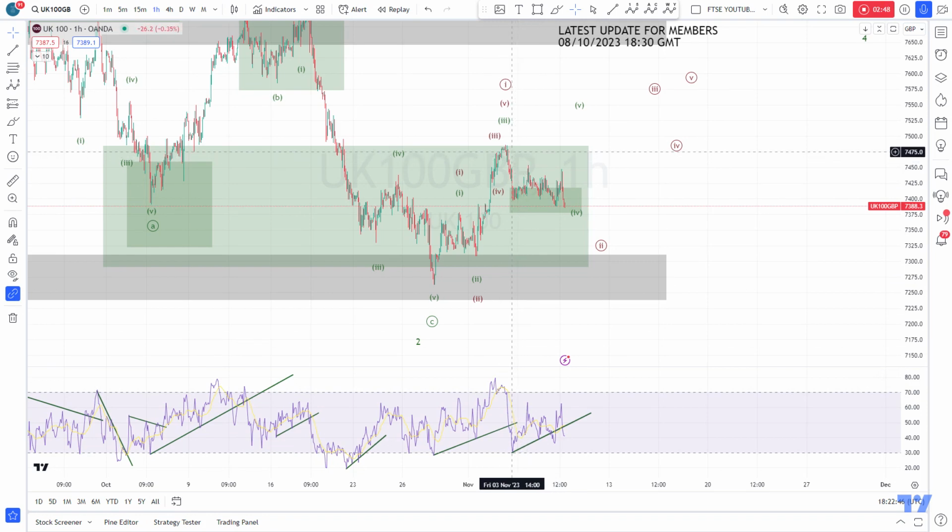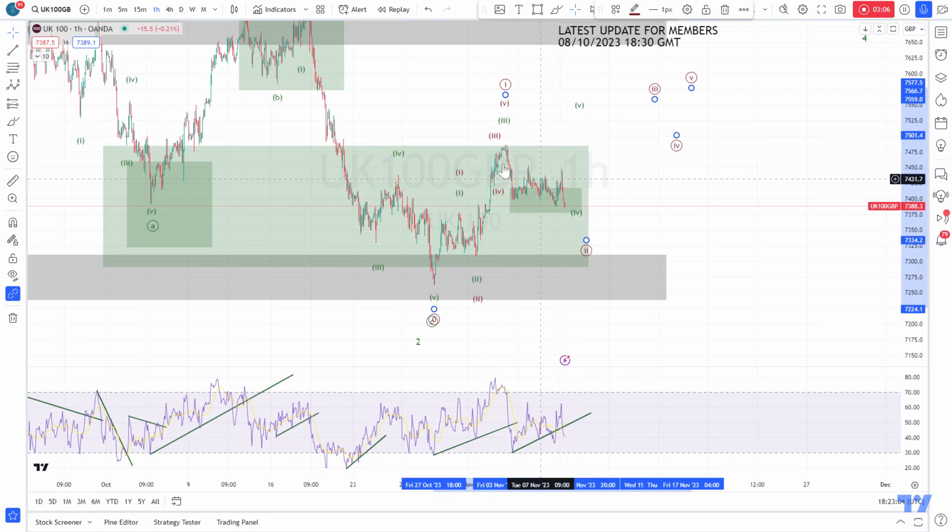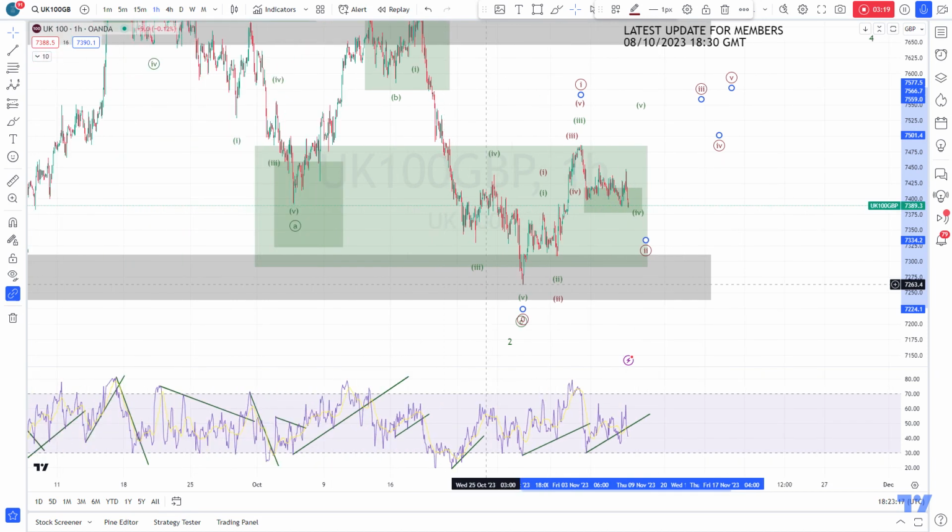But yeah, of course, if we take out the lower boundary here and we respect the low right here, then it has to be an impulse here as a wave 1, and then we are actually working on the wave 2 down, and then we have something corrective like an A, B, C. And if we would take out this low right here, yeah, then we have something completely different, I would say.